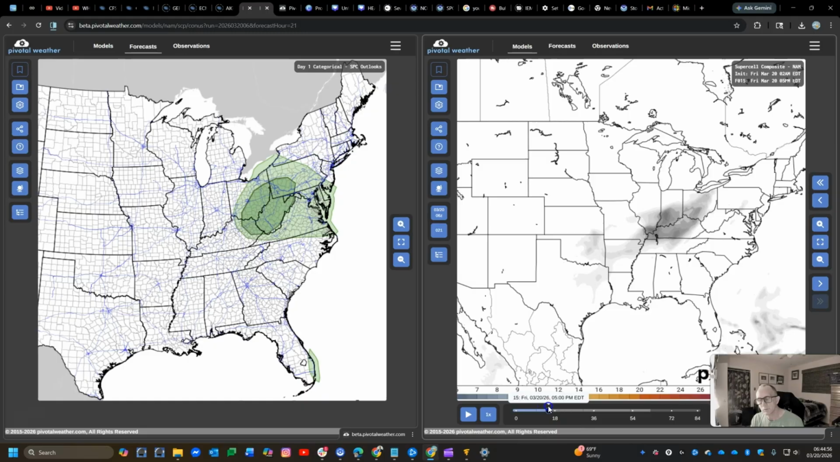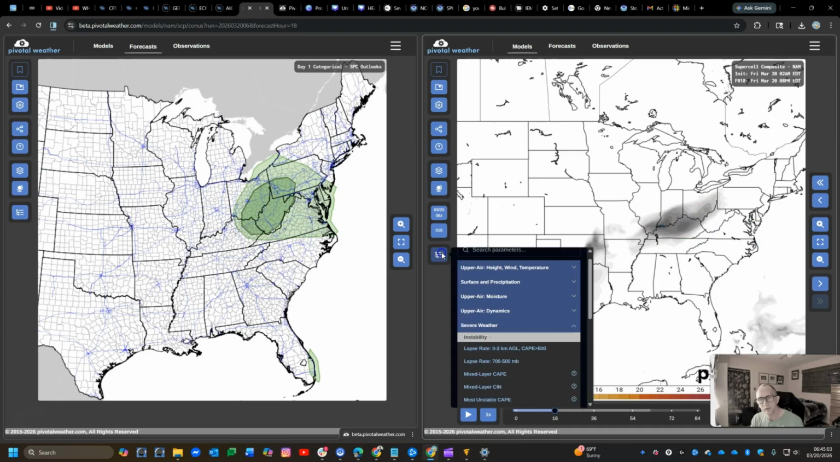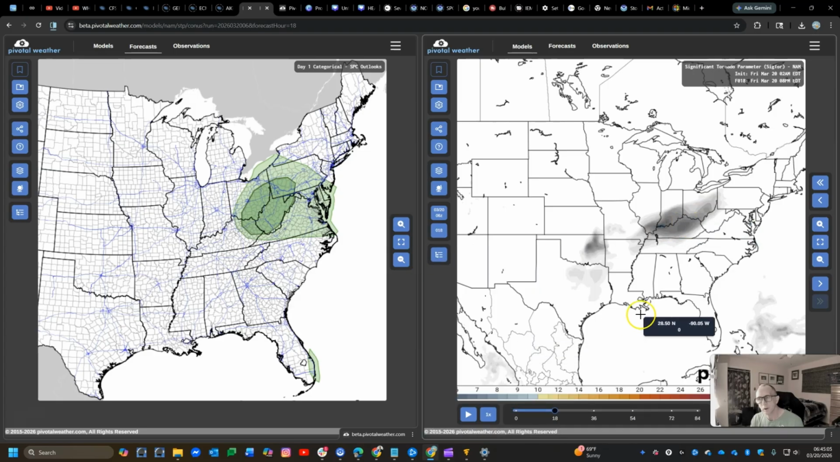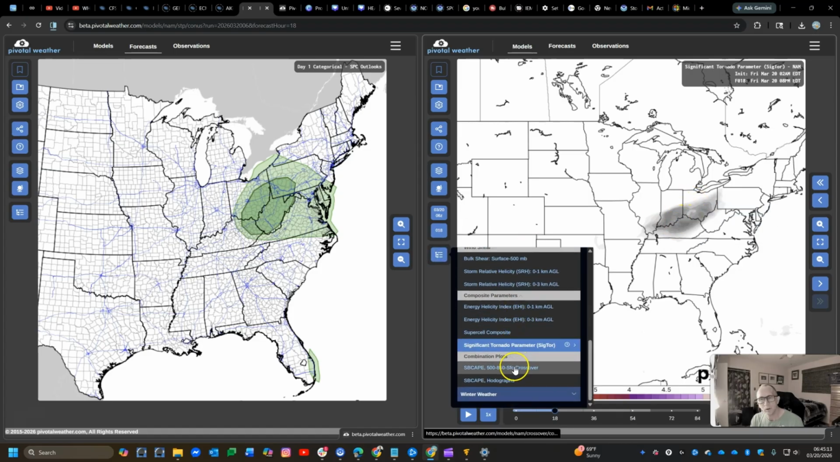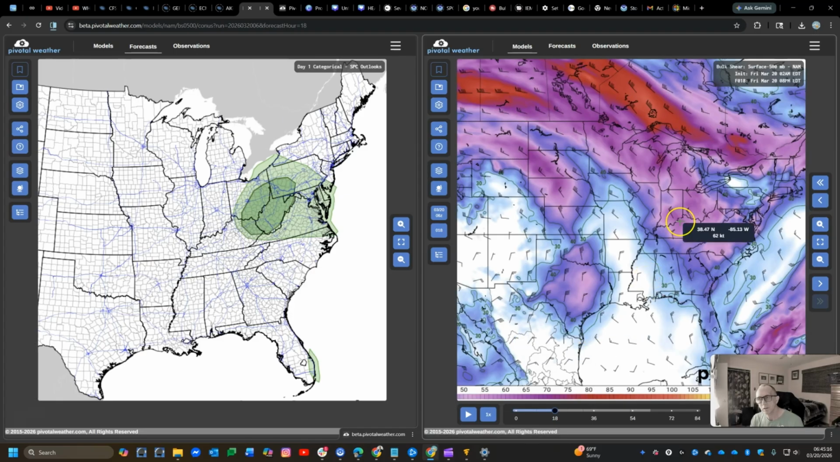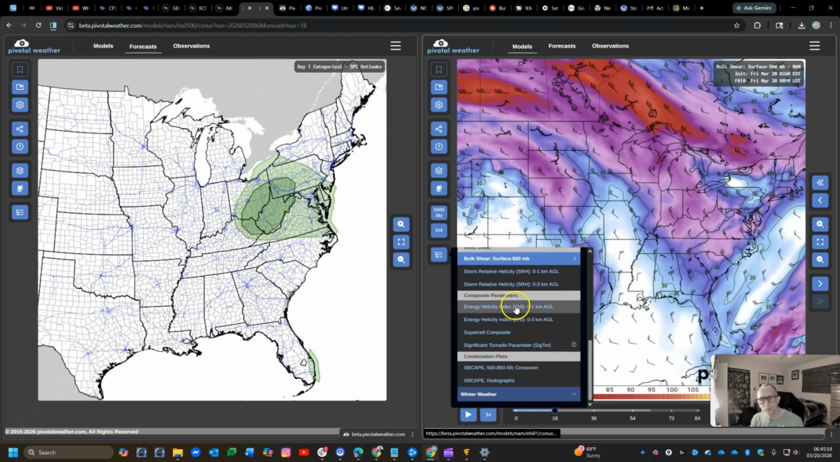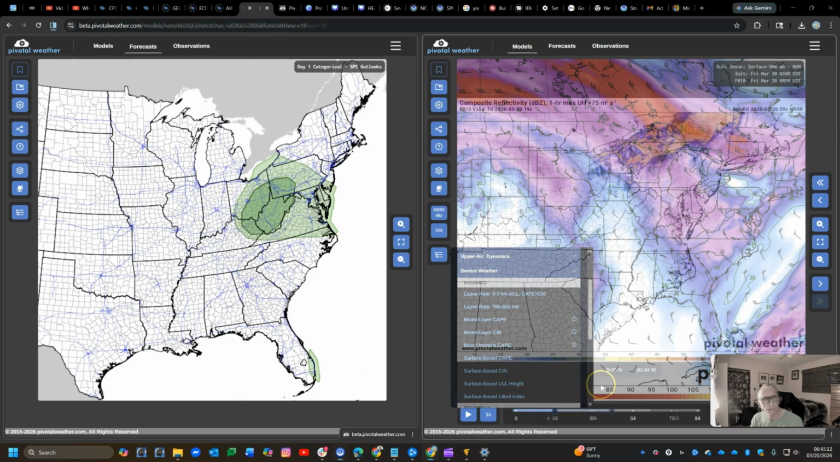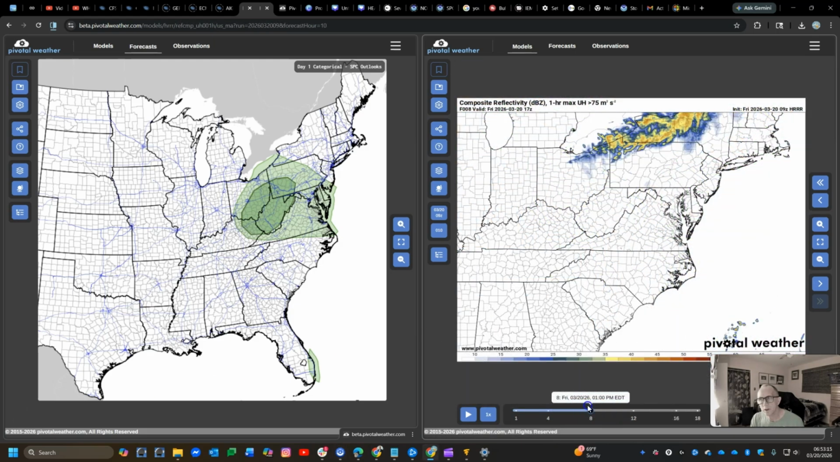It's maximized around 5 p.m. today, 6 p.m., okay? It's not zero, but it's not overly impressive either. Significant tornado parameters, we have an enhancement of that too, although not that high, right? So, I mean, and there's our bulk shear again. So let's go to, so on the right here, we have the HRRR model.